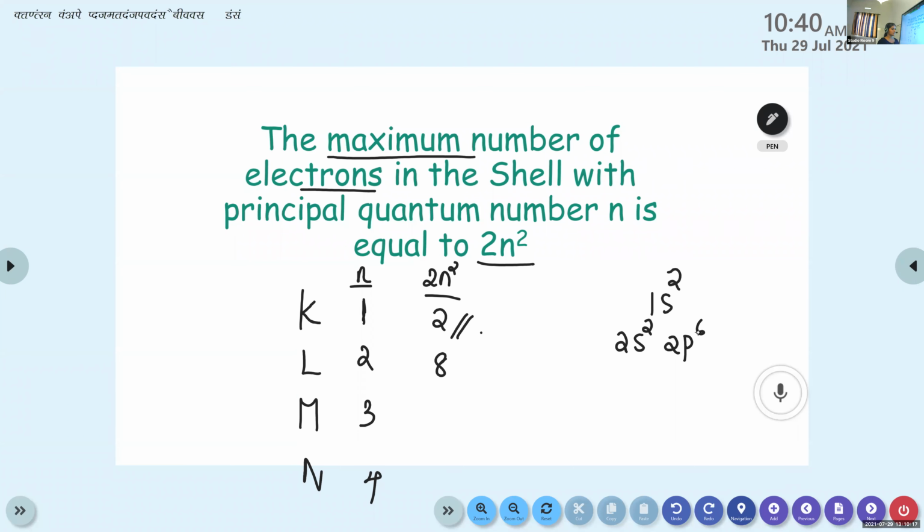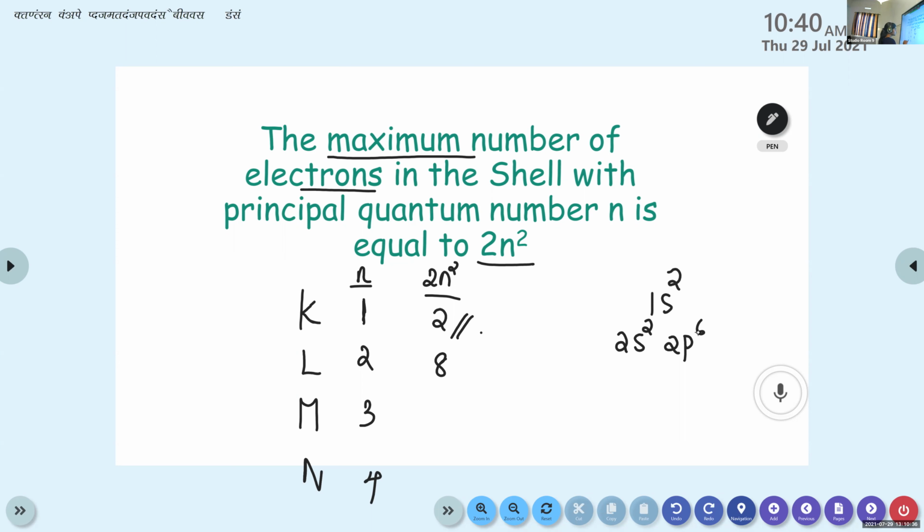This is clear, children? In the S orbital, only one orbital is there, so the maximum number of electrons is 2. In the P subshell, there are 3 orbitals, Px, Py, Pz. In each orbital there are 2 electrons, so 3 into 2, 6.